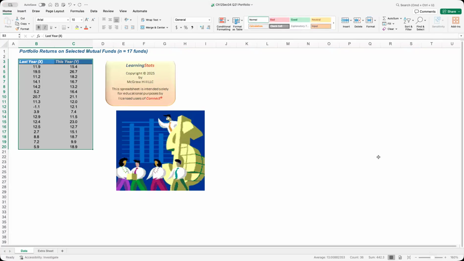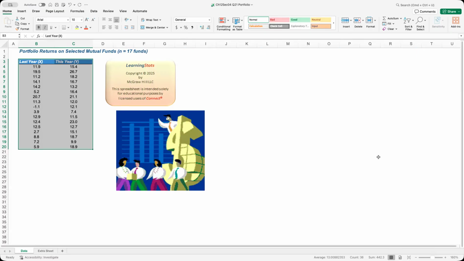Here, portfolio returns last year. We saw this one before, right? We did this last time. I can ask about a confidence interval. How sure am I of this equation? How confident am I that this is the right equation?